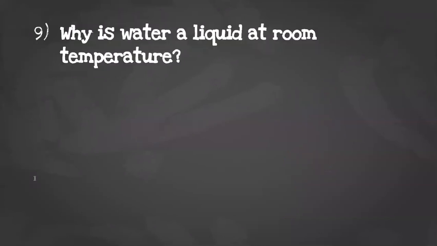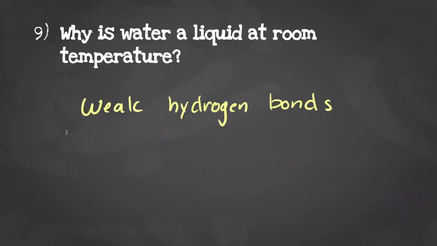For number 9, we have to tackle the question of, well, why is water a liquid at room temperature? Simply put, this is due to hydrogen bonding. Hydrogen bonding is not the strongest, and because these molecules are always moving, that energy is enough to break those hydrogen bonds, causing it to be liquid at room temperature.